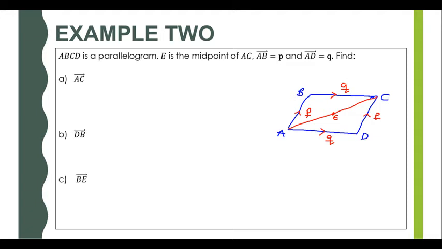So if we use our diagram, part A wants the vector AC. To get from A to C, we first go from A to B and then from B to C. So we write that as the vector AB plus BC. But we know that AB is P and BC is Q. So we can simply write that as P plus Q.